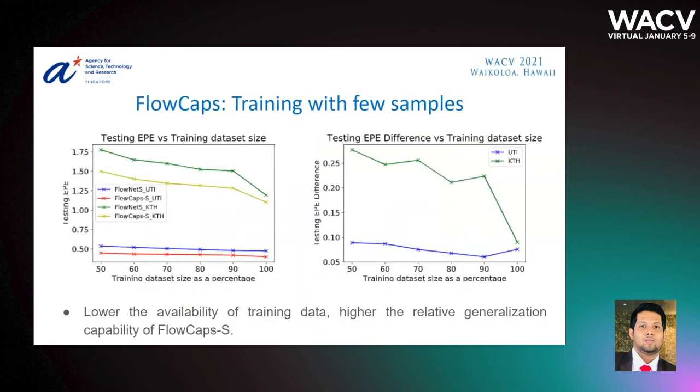To evaluate FlowCaps' ability to perform well with less training data, we train the models with a fraction of the available training set while retaining the full testing set. As the training dataset size decreases, the performance gap between the models clearly increases, suggesting that FlowCaps increasingly performs better than FlowNet as the amount of available training data decreases.